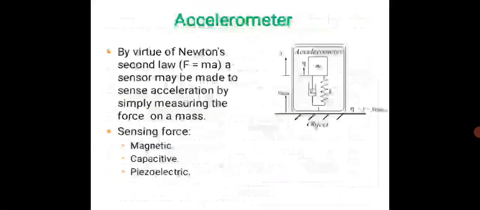And this is the accelerometer. Of course, we know the definition of acceleration, where force is equal to mass into acceleration. A sensor can be made to sense the acceleration by simply measuring the force on a mass. The force can be sensed through magnetic capacity.